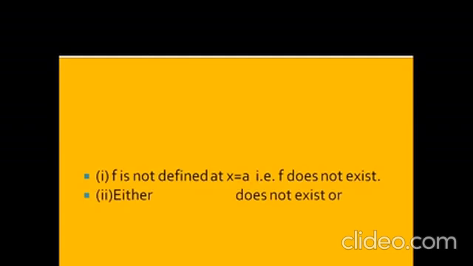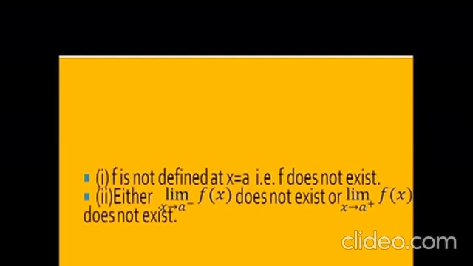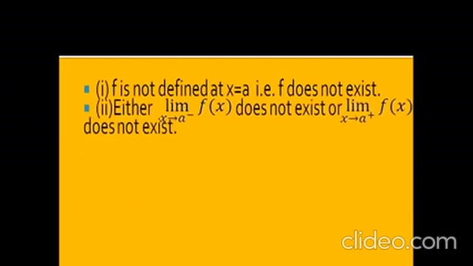In the second point, either limit x tends to a minus f(x) does not exist or limit x tends to a plus f(x) does not exist. It means the left hand limit value may be infinite and the right hand value may be infinite. If any one does not exist, we can say the function is not a continuous function at the point a. Look at the third point.